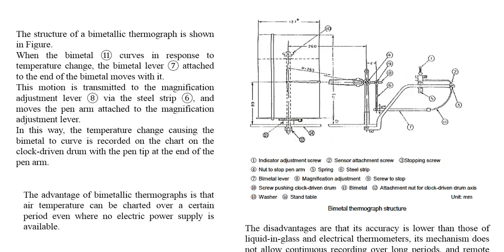Now, the advantage of the bimetallic strip is that the chart can be recorded over a certain period where no electrical power is available. The disadvantage is that the accuracy of these bimetallic strips is quite low in comparison to liquid-in-glass or electric thermometers. Its mechanism does not allow continuous reading over a longer period of time, and remote sensing is also not possible in bimetallic strips.